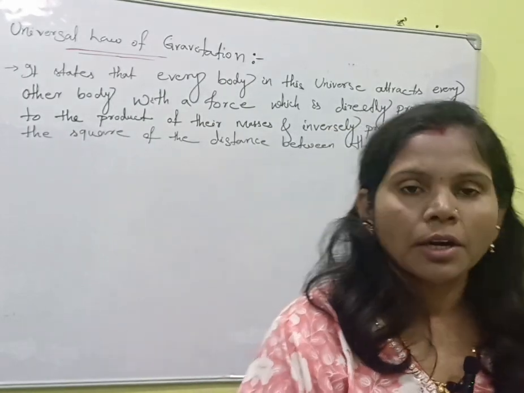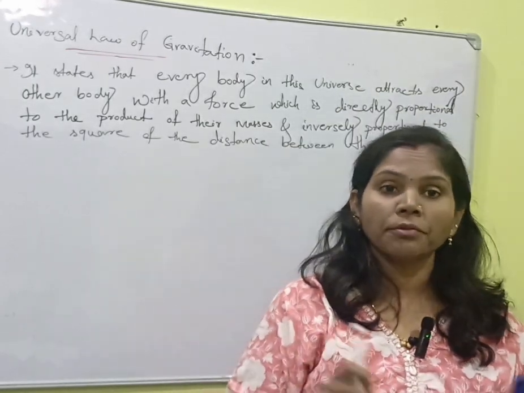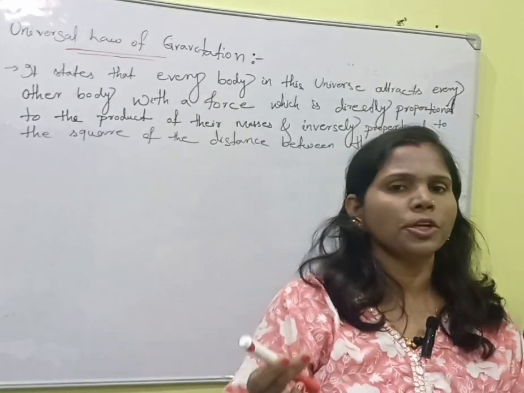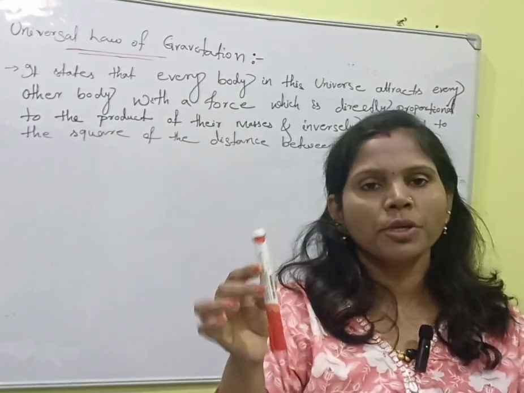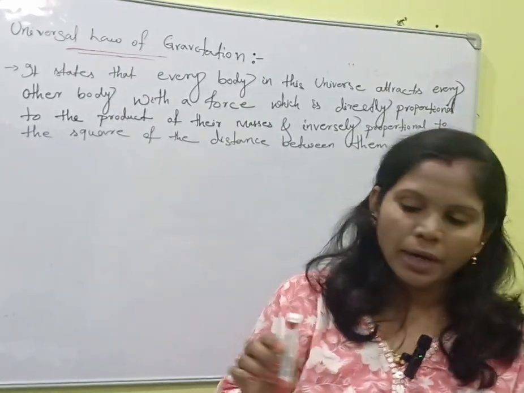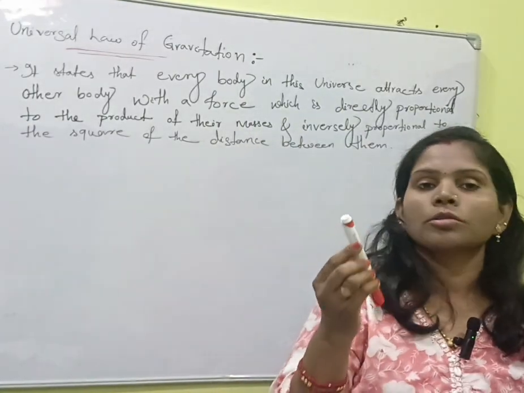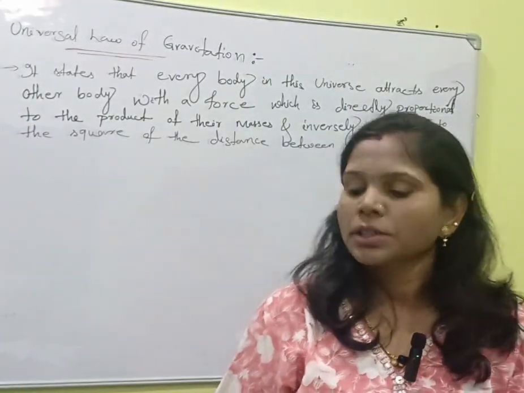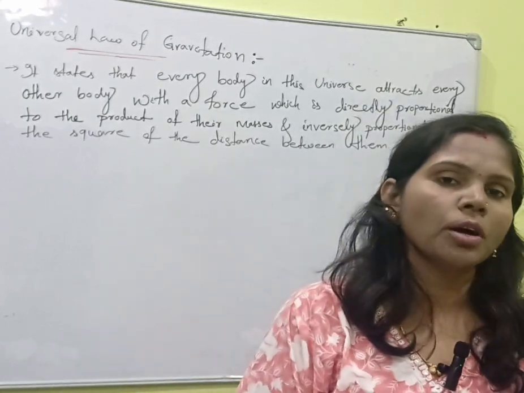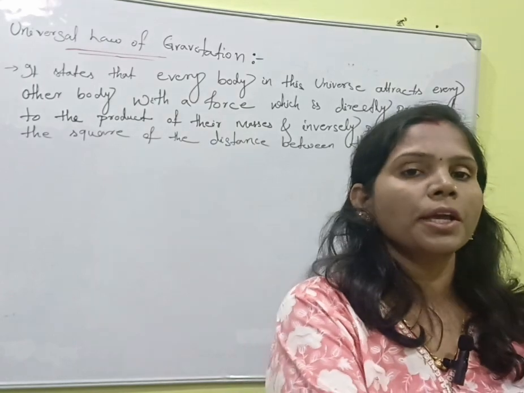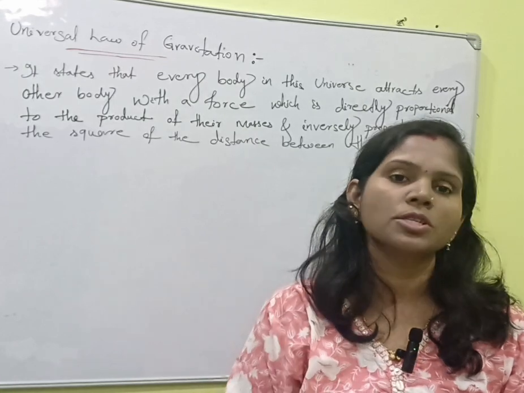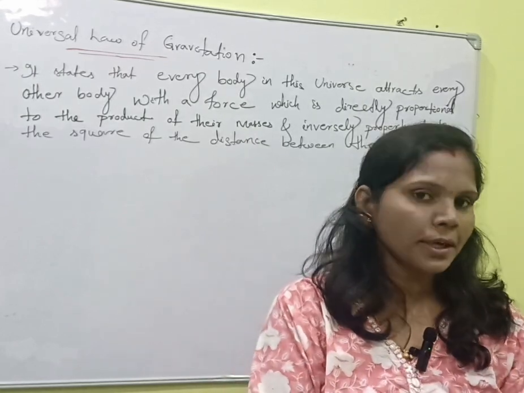According to Newton, there must be an attractive force between any two bodies in this universe. If we take two markers, then there must be some force of attraction between these two bodies. Similarly, if we take a marker and a duster, here also there must be some force of attraction. For small bodies, it is not possible to observe the force of attraction, but you can take the example of planetary motion, where all the planets move around the sun. In that case, you can observe the force of attraction.